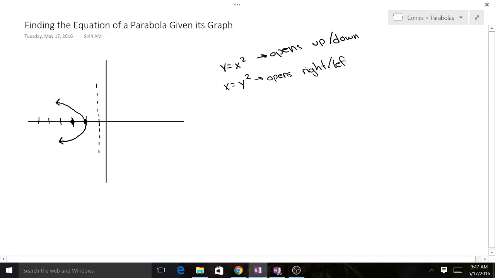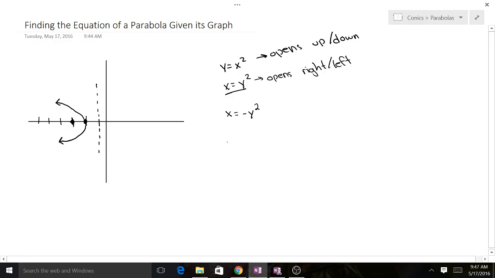And in this case, as we can see, we've got a parabola opening to the left, so we know it's going to be x equals y squared, but if it's positive, it's going to open to the right, and this one's opening to the left, so our basic form is x equals negative y squared. So now we can start with that, and now we can go to our other information.